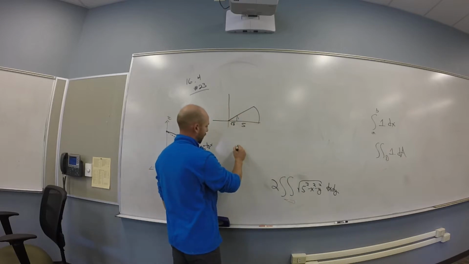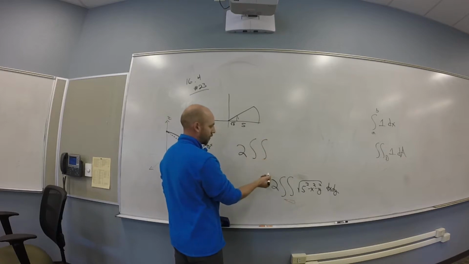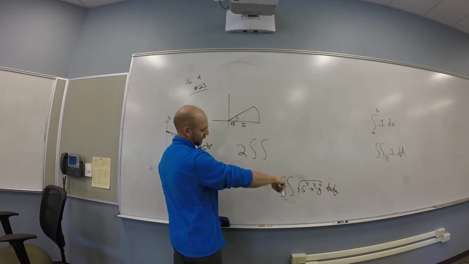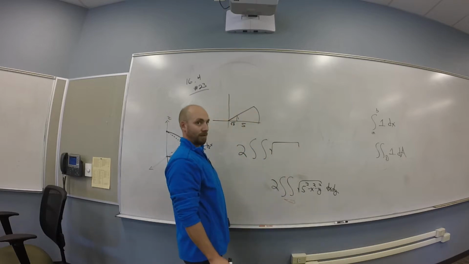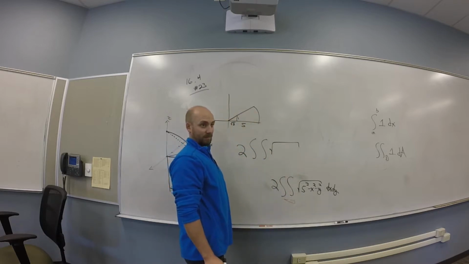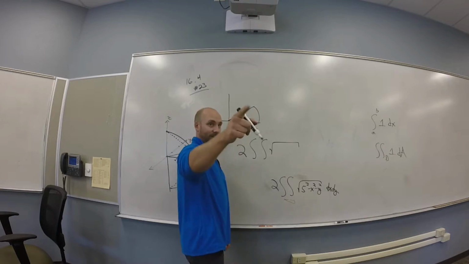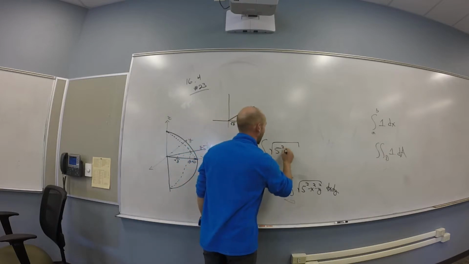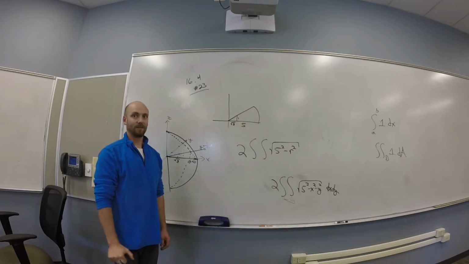So let me see. There's some integrals. That thing is the square root of... convert to polar, right? r squared. 5 squared minus r squared. Good. That is 5 squared minus r squared. Guys with me?